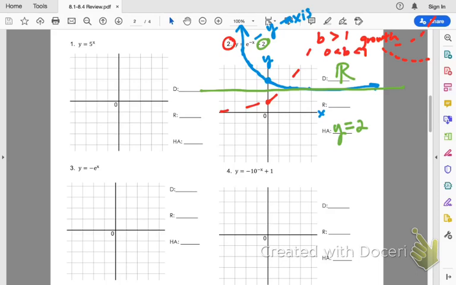I don't know if this is showing up. Let me redraw this. Didn't look like it was showing up on the screen. Horizontal asymptote is at y equals 2. And then my range, you can write it two different ways: if you want to do interval notation, parenthesis 2 to infinity, or you could say y is greater than 2. Sometimes people prefer it that way.